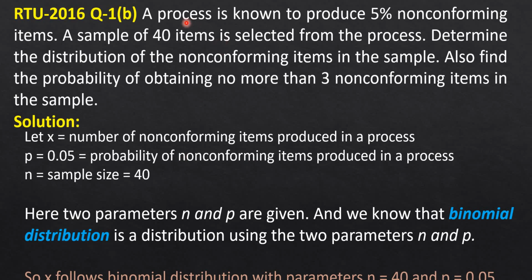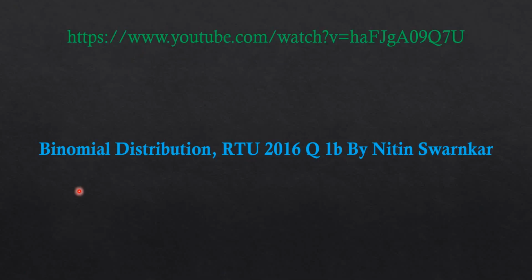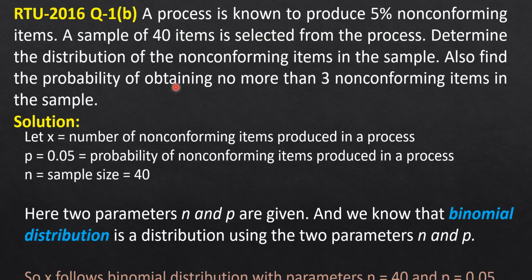Now let us take one example. The solution of this question you can see via this YouTube link, or you can directly search via this title on YouTube. So this is the example question, and here the sample size is given, sample size is equal to 40, and then the probability of non-conforming or defective items is also given in the question, that is 0.05, and we have to find the probability of obtaining no more than 3 non-conforming items in the sample.